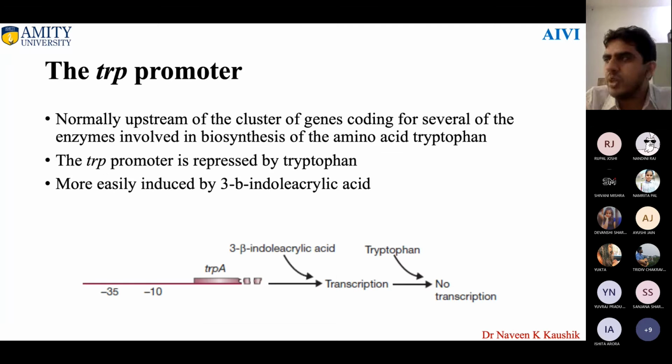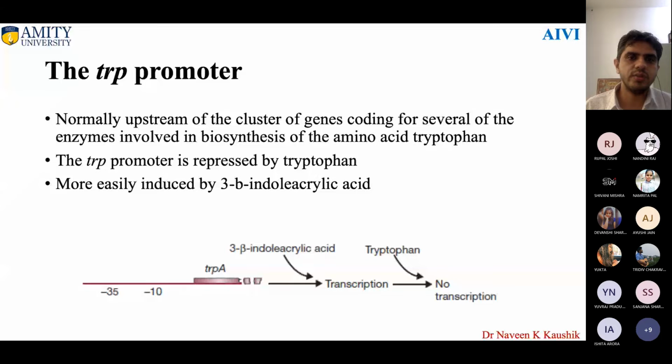Next one is the trp promoter. Tryptophan, you know, is a repressible system. If you add the tryptophan, then this promoter stops functioning. It is normally present upstream of the cluster of genes coding for several of the enzymes involved in the biosynthesis of the amino acid tryptophan. So this is the source of your trp promoter. How does it work? It works in a repressive way. If tryptophan is there, then this promoter won't work. If tryptophan is absent, then this promoter is going to work.